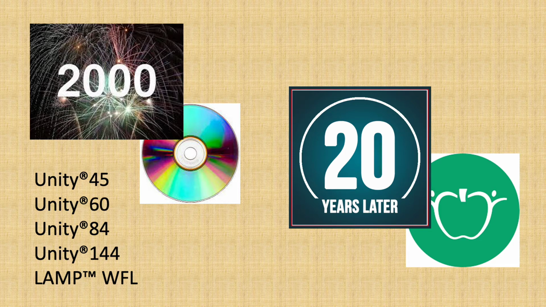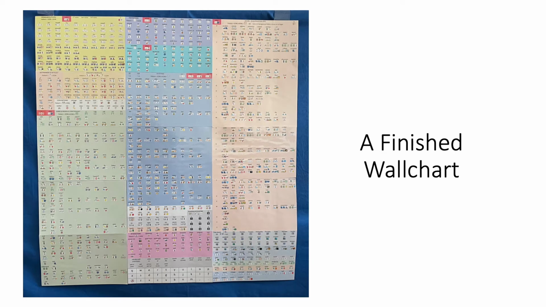20 plus years later, I still use those charts, and I'm working on updating them for the latest versions of the programs and making them available now through Teachers Pay Teachers. This is what a finished wall chart looks like. It's made up of 15 pieces of 8.5 by 11-inch paper that were trimmed and taped together. At my Teachers Pay Teachers store, there is a brochure that explains all of this. What I want to do in this video is explain a bit of the development and then the organization of the wall chart.